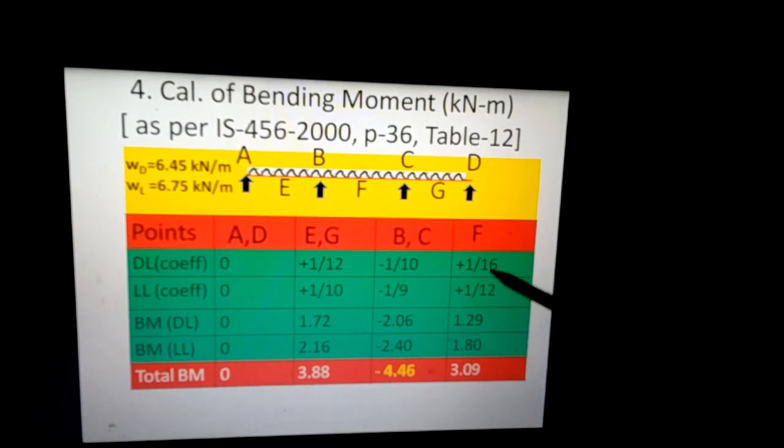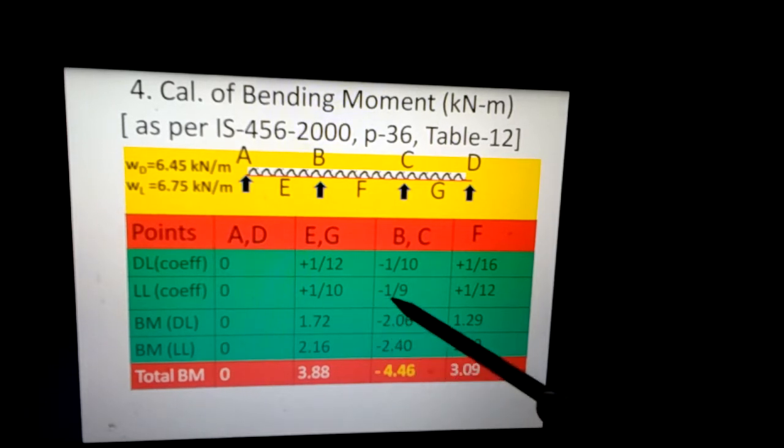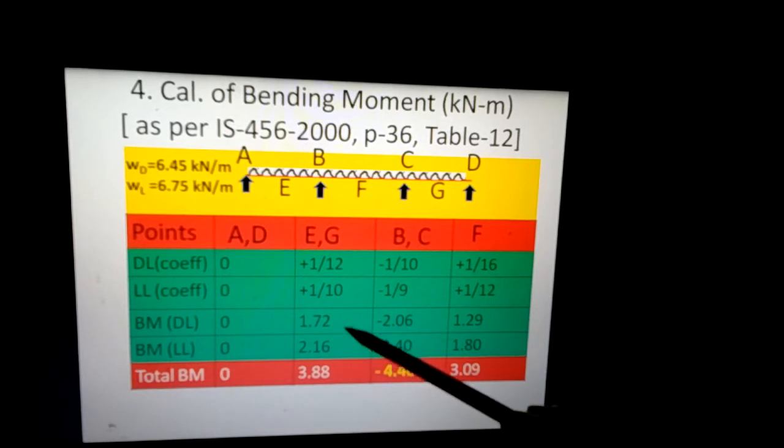This is for dead load. Again for live load, these coefficients are there for the respective points: plus 1 by 10, minus 1 by 9, and plus 1 by 12. Now we have to calculate the bending moment.